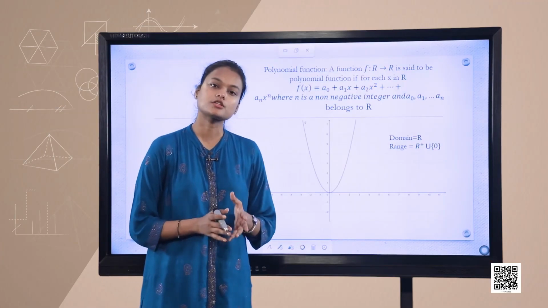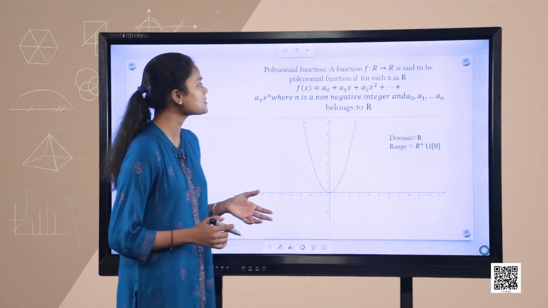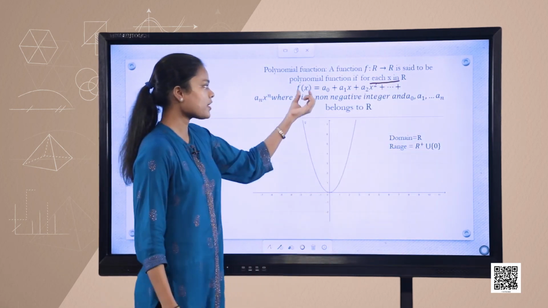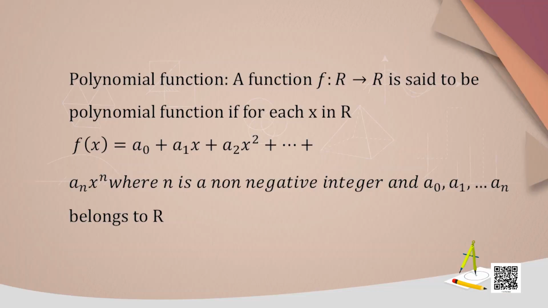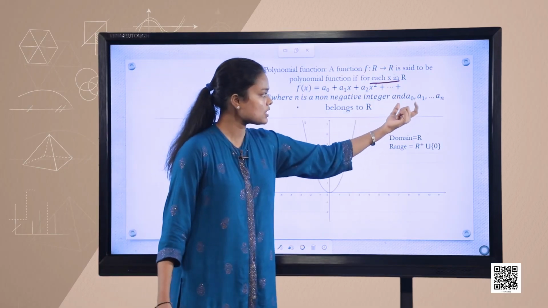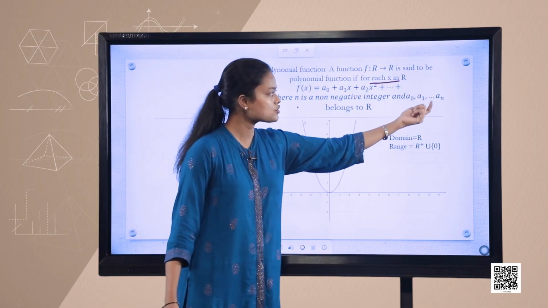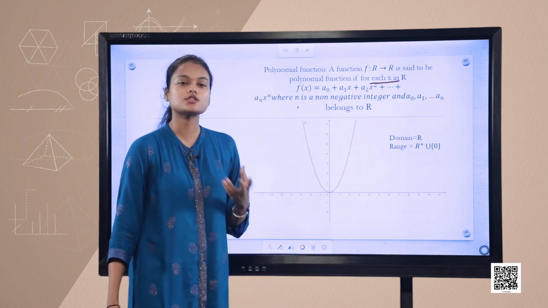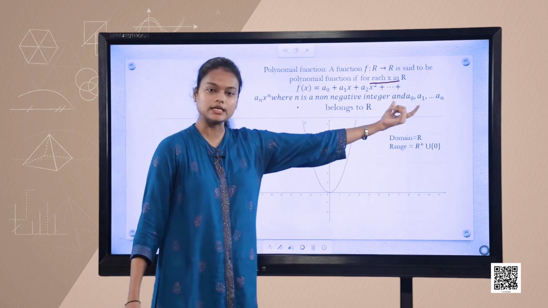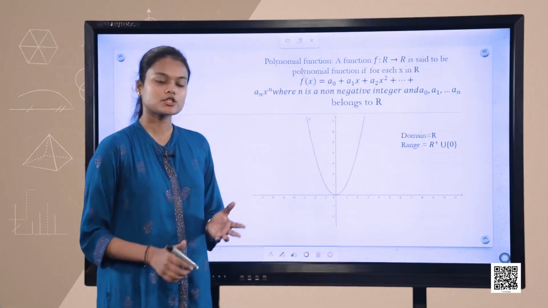So polynomial functions are those real functions where for each x in R, f of x is equal to some polynomial, a0 plus a1 x plus a2 x square and so on till an x to the power n, where n is a non-negative integer and all these constants a0, a1, a2 and so on till an are constants coming from the set of real numbers. That means they are all real numbers. So let us take one question on it.